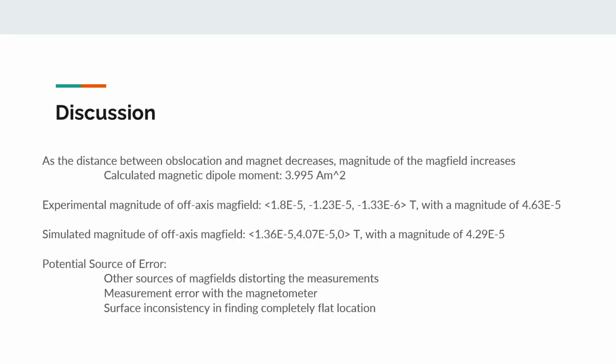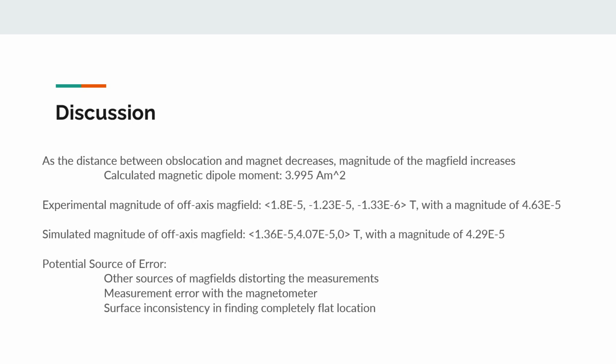As the distance between the observation location and magnet decreases, the magnitude of the mag field increases. Our calculated dipole moment comes out to 3.995 amperes squared. Experimental magnitude of off-axis magnetic field can be seen here with a magnitude of 4.63 times 10 to the negative 5. Our simulated magnitude of off-axis mag field can also be seen here with a magnitude of 4.29 times 10 to the negative 5.